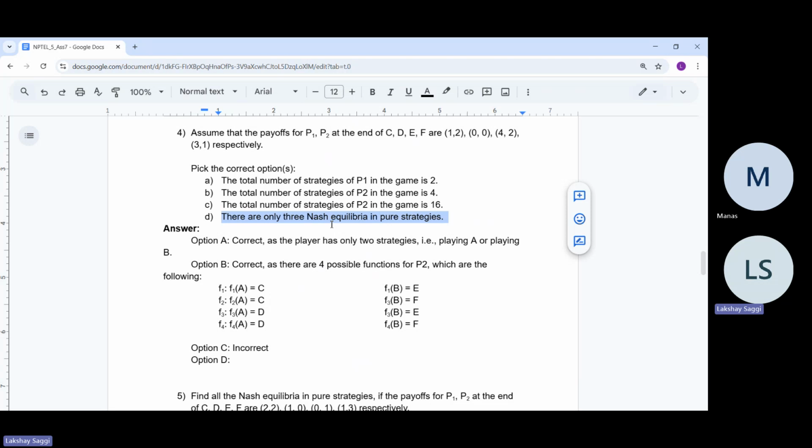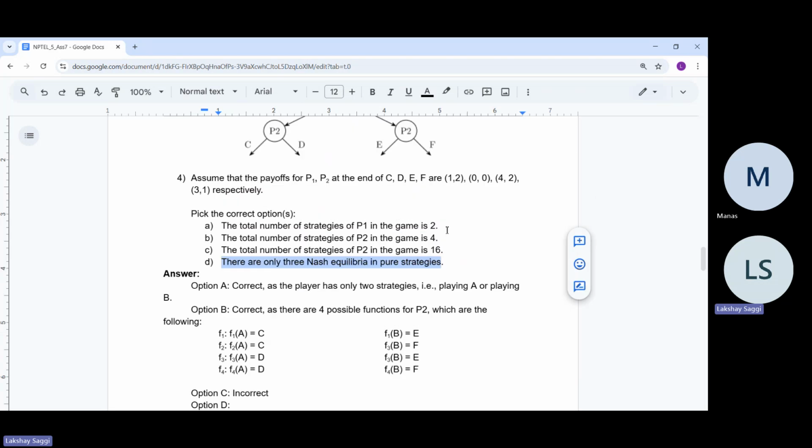Note that for finding all the Nash equilibria, there is only one way, which we have discussed, which is to convert the game from its extensive form to the normal form, and then see which pair of strategies corresponds to a Nash equilibrium. So here also we'll have to do the same: for all possible strategies of the two players, we'll have to form a payoff matrix and see which strategies correspond to Nash equilibrium.